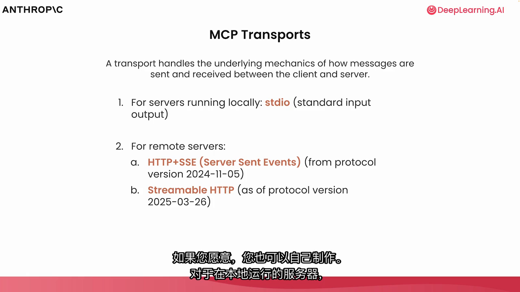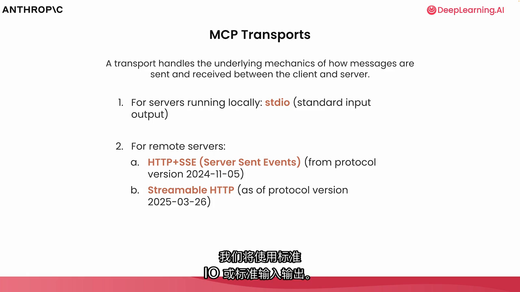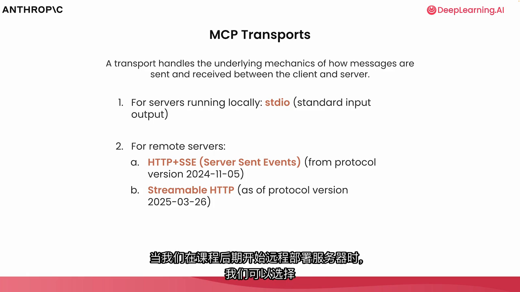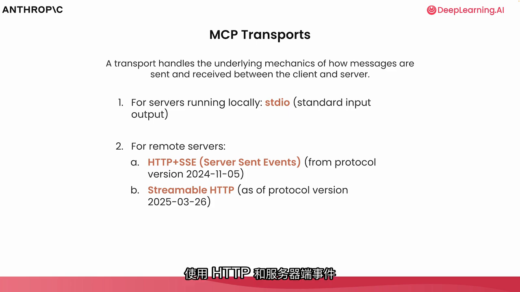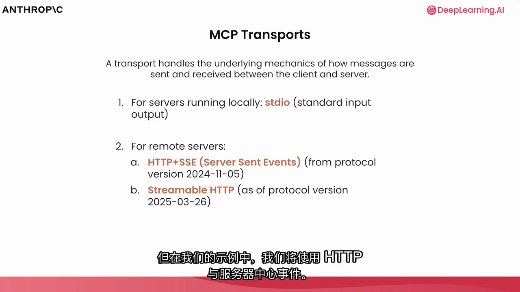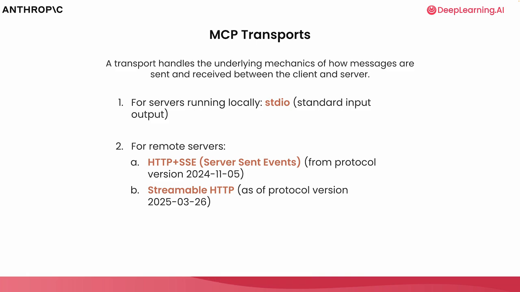For servers running locally, we're going to be using standard I/O, or standard input-output. When we start deploying servers remotely later on in the course, we have the choice between using HTTP and server-sent events or using the streamable HTTP transport. As of this time of recording, streamable HTTP is not supported yet across all software development kits. So we're going to be talking in depth about it, but in our example, we'll be using HTTP with server-sent events.